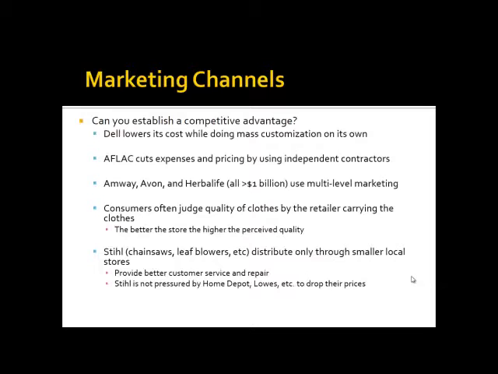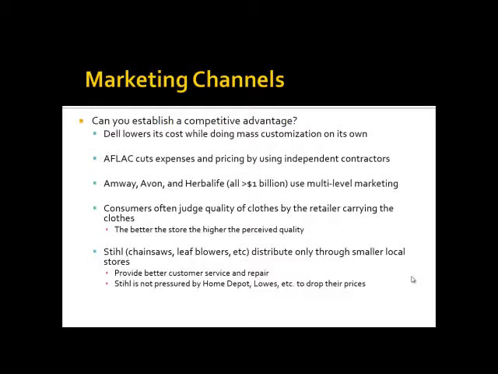Perhaps the most important issue is whether or not a company can establish a competitive advantage that they can use to boost their sales and profits. Dell made its big move when it was able to lower its costs while doing mass customization on its own. You ordered online, the order went directly to their manufacturing facility and partners, and they made your computer to order and were able to ship it out in a timely process.